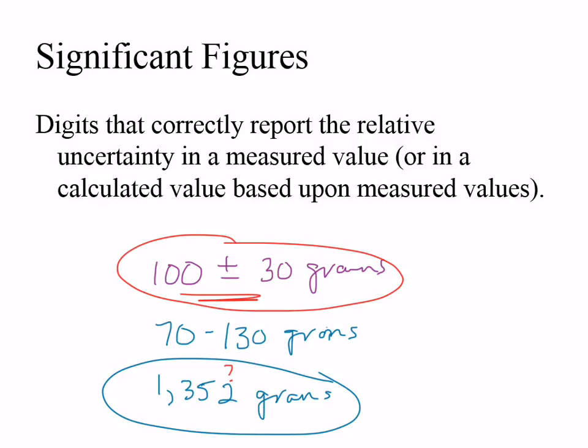So I kind of put a question mark over the 2 in 1,352. Usually when you give a measured quantity like this, that last digit, that's where the play is. Okay? So honestly, I think based upon this tolerance up here, you're going to have play right here in the tenths place, because it's plus or minus 30. That's my point. Okay?